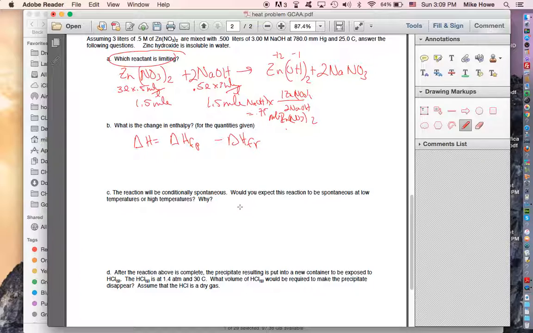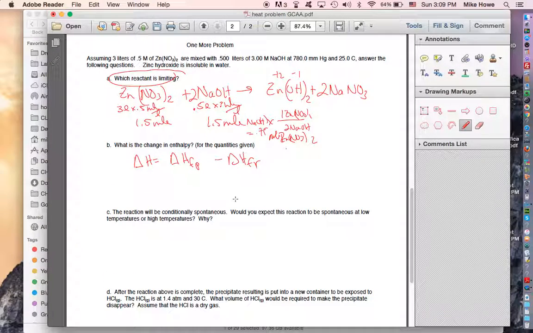Now, it's conditionally spontaneous. To know if it's conditionally spontaneous, let's think about that for a minute. This is aqueous. This is aqueous. That's solid. And that's aqueous. So what's happening to the entropy? Is it increasing or is it decreasing? Okay, so we know that entropy is decreasing because you're going from 2 things in solution to a solid in a solution. So overall, there'll be less disorder on this side.